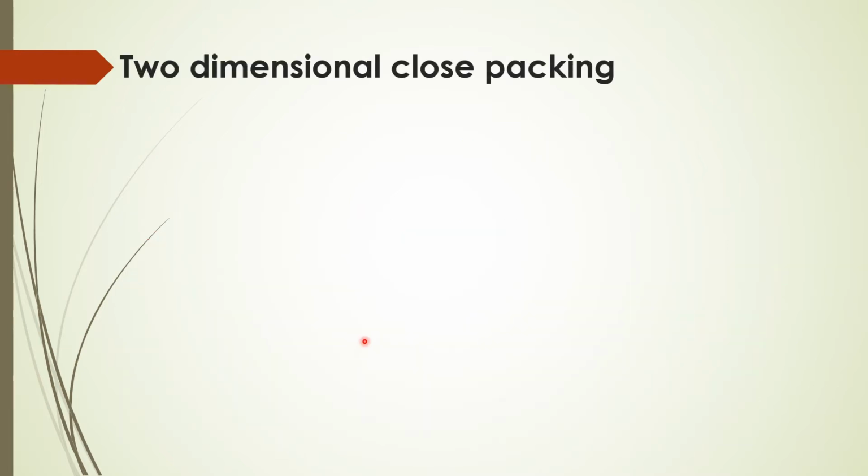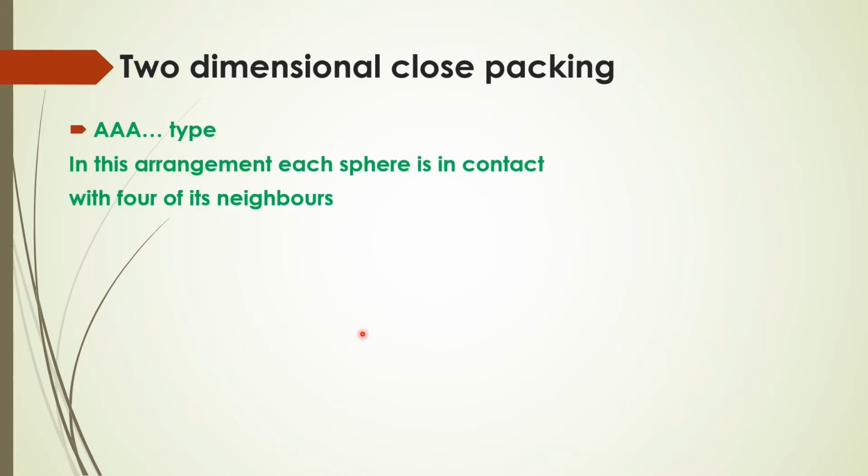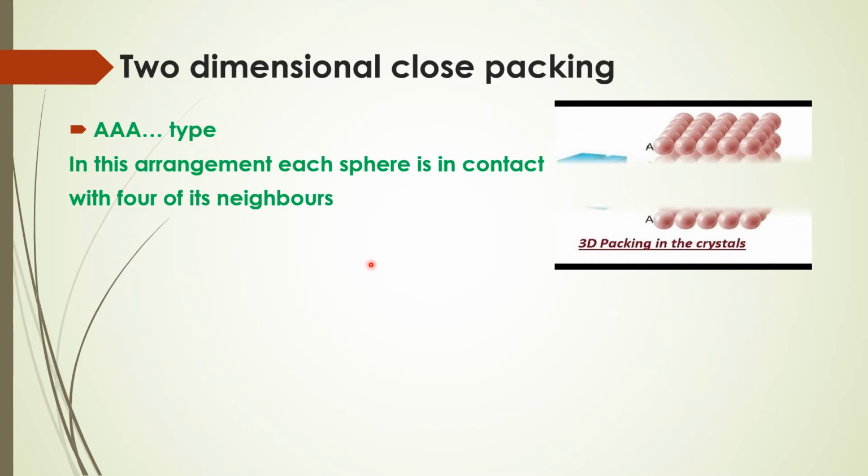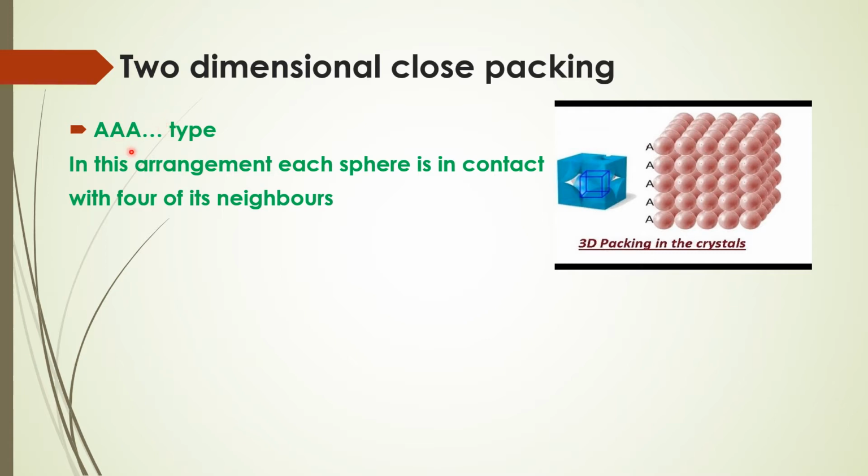Two-dimensional close packing. One dimension means only one direction. Two-dimensional close packing is again classified into two major types. The AAA type is where A is only one molecule, and the same molecule forms another layer, and this is another layer of the same molecule. This crystal contains only A molecules.